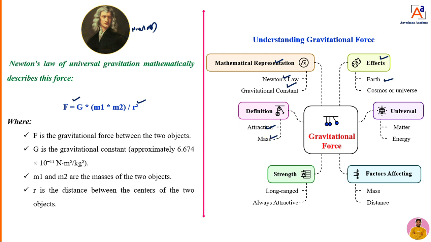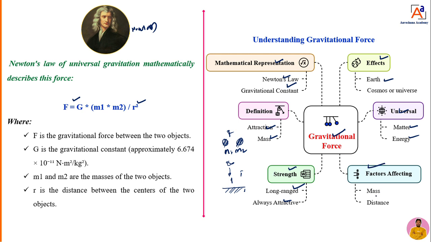Where is it going to take place? Between two objects having masses m1 and m2. That force is nothing but the gravitational force, dear students. It is universal: matter or any energy you can take, there is a gravitational force. Strength: long ranged. As I told, dear students, the range from earth to plane or something else, or a short distance also, you can take. The distance is infinite, and it is always an attractive force. There is no repulsive force in the gravitational force.